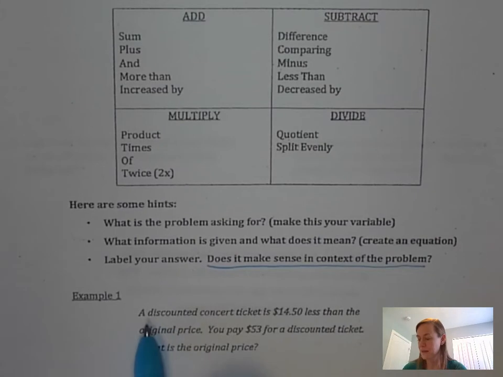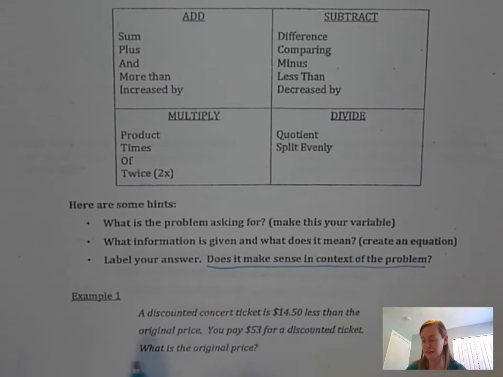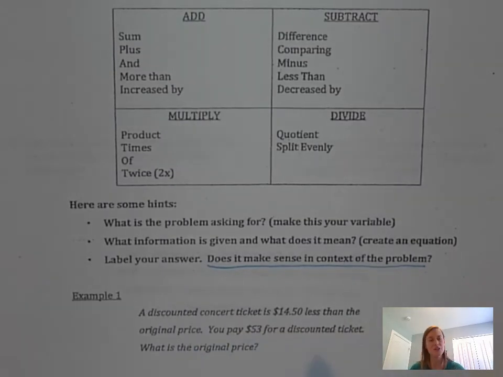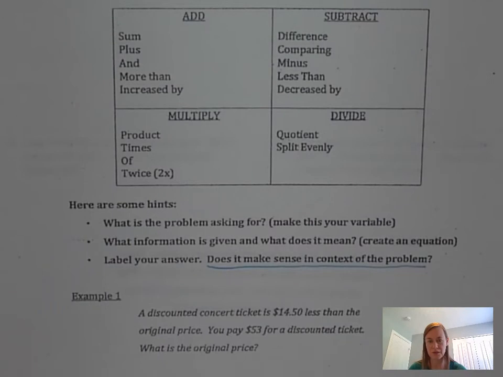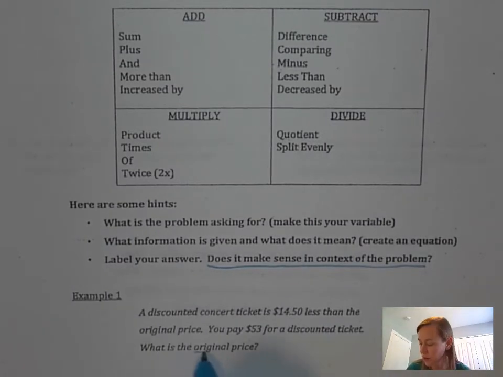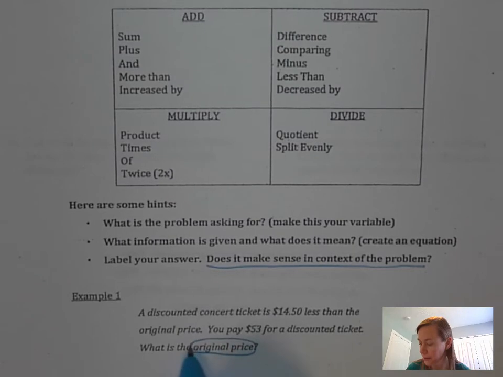Okay. A discounted concert ticket is $14.50 less than the original price. You pay $53 for a discounted ticket. What is the original price? Okay, so step 1, what is the problem asking for? So here the problem is asking for the original price.